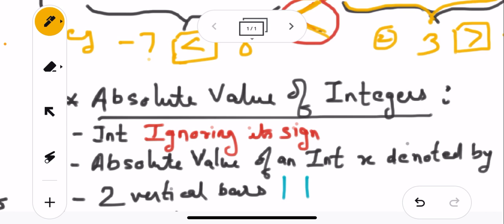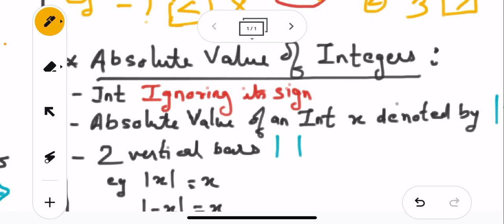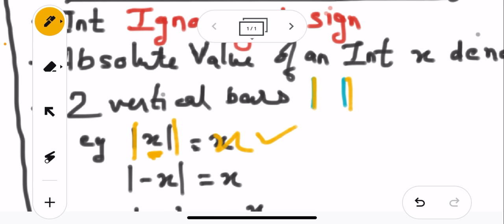If you see a number like this, any number, suppose we are taking the number x, and when we put this bar near the number, then we just write the number itself. We will not put any signs, we will ignore the signs, and this value is called the absolute value of the integer. The absolute value of x is denoted by, how will you write the absolute value of x?